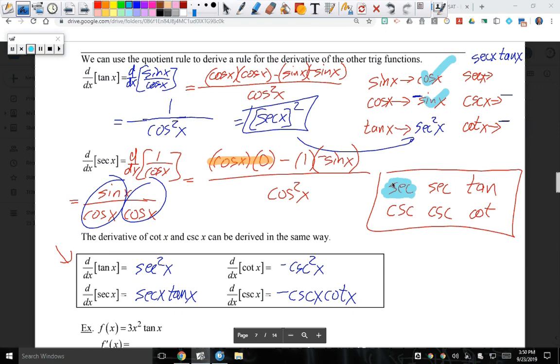The derivative of secant is secant tangent. Okay? The derivative of tangent is what? Secant squared. The derivative of cosecant, negative cosecant cotangent. And the derivative of cotangent is what? Negative cosecant squared. Hopefully that helped you, because you got to memorize it very quickly, okay? Know the 6 trigonometric function derivatives by the next time we meet.